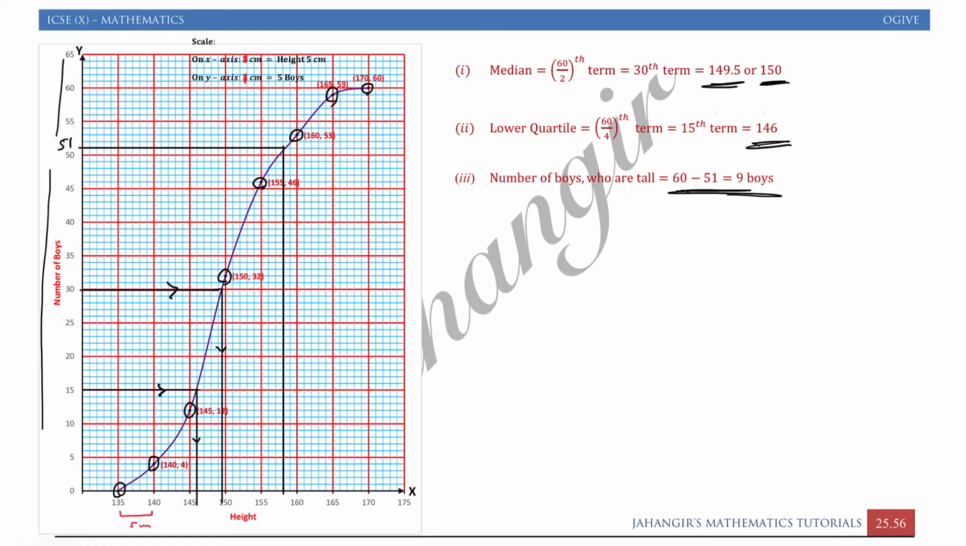This much boys is shorter. Okay. ठीक है. Hope everything is clear. Write it down. Height on the x-axis, number of boys पे arrow कर दो. Write all coordinates, all readings, make arrows, everything should be done on the graph.